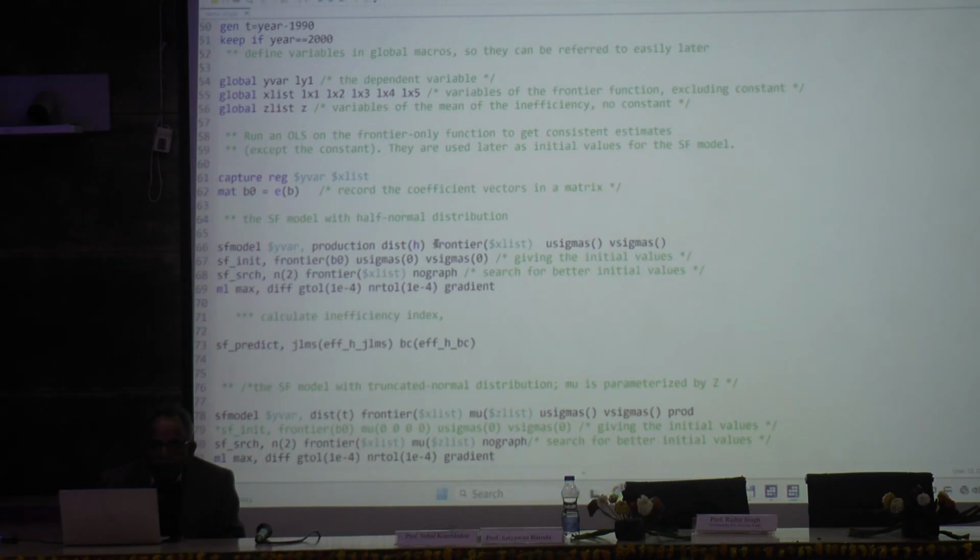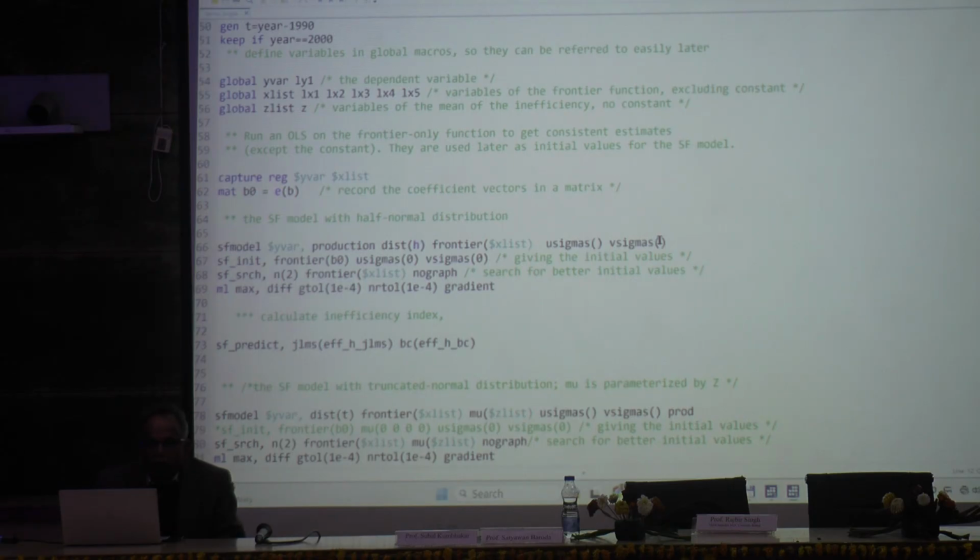So you are writing frontier, okay, and then X list. That means the frontier function f of x has these variables that are listed in here, and you go back and see what are the variables in the list. So you have log of x1 to log of x5. Those are the variables in the list. And then again these two other things, U sigma, that is your sigma square U, and V sigma, sigma square V. And now inside the parenthesis there is nothing. That means these are random variables, there are no determinants of inefficiency.